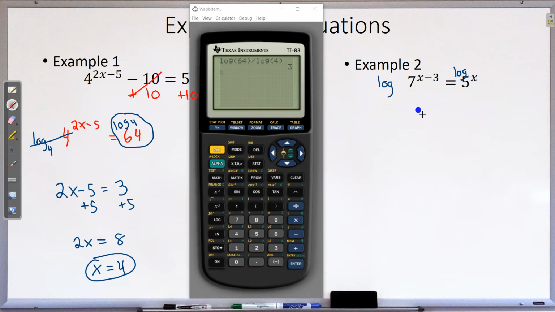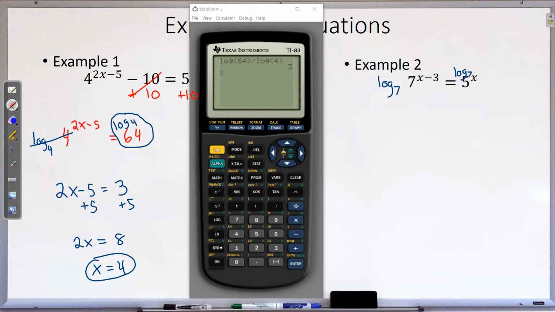Well, we're in luck. It doesn't matter. You can choose to do either the 7 or the 5. It doesn't really matter. Both will actually get rid of the exponential for you. So I'm going to pick 7 this time, but again, it doesn't really matter.